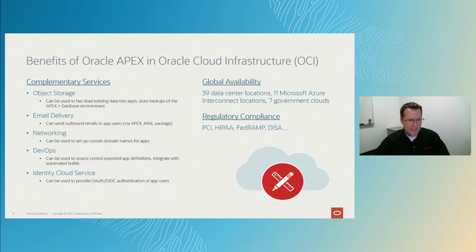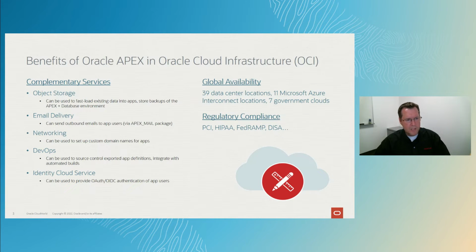Identity cloud service. So OCI provides a very nice identity service. Apex applications themselves support a number of different authentication schemes for your application end users. OAuth, OpenID Connect, those are some of the things that are supported. Also SAML, a whole host of different schemes. When you're running in cloud, you can very easily authenticate your application end users to Oracle's OAuth and OIDC provider or identity cloud service. And we have a number of customers that are doing that.